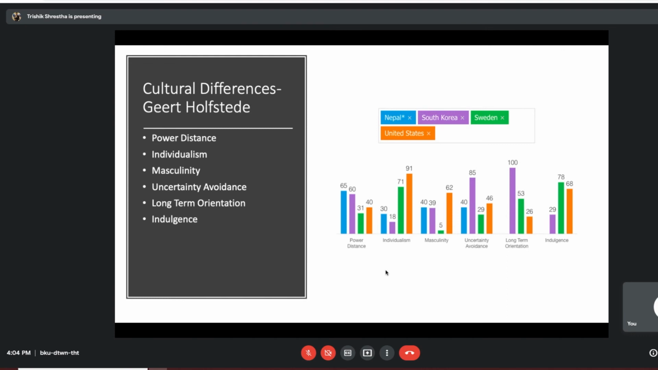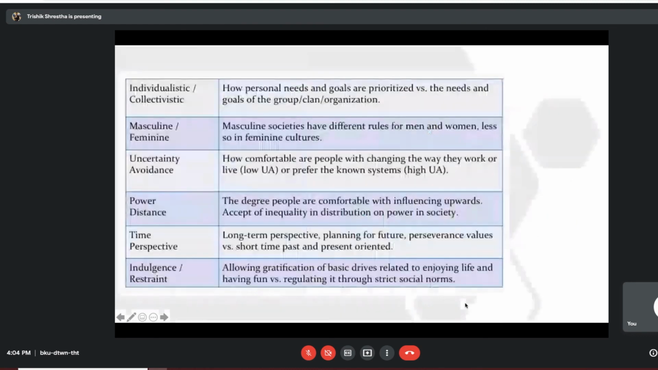In Nepal, there might be difficulties in having that turned into a reality. In South Korea, it might be easier. In Sweden, it might not even be a problem. And in the US, things might be slightly difficult based on different situations. And these differences are the result of these six criteria. And these six criteria are as follows.